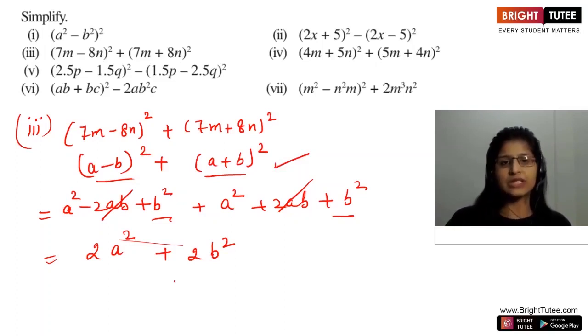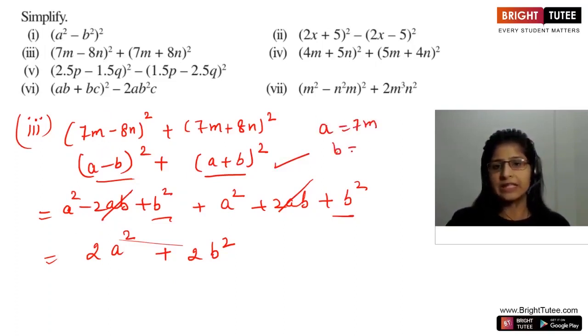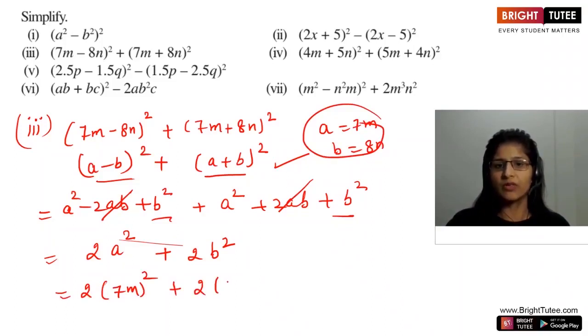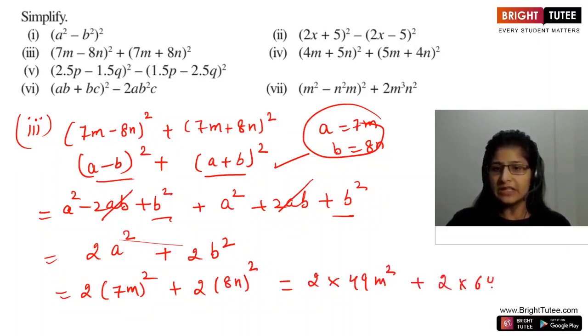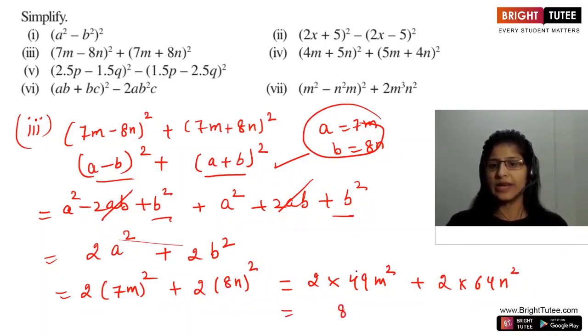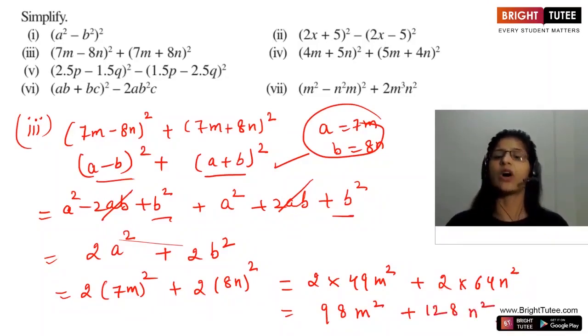So we see here a is 7m in both of them, and b is 8n in both of them. So instead of a, we will put 7m whole square plus instead of b, 8n whole square. So 2 into 49m square plus 2 into 64n square. Yes, we can multiply it. 2 9s are 18, 1 is the carry, 2 4s are 8 and 1 is 9. 98m square plus 2 4s are 8, 2 6s are 12, 128n square. This would be your answer, right?